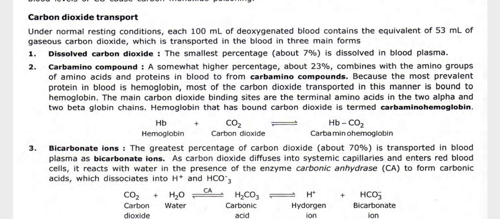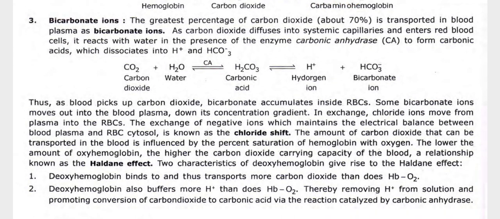Hb plus CO2, carbon dioxide, gives HbCO2, carbaminohemoglobin. Then bicarbonate ions: the greatest percentage of carbon dioxide, about 70%, is transported in blood plasma as bicarbonate ions. As carbon dioxide diffuses into systemic capillaries and enters red blood cells, it reacts with water in the presence of the enzyme carbonic anhydrase, or CA, to form carbonic acid. It dissociates into H+ and HCO3-. So CO2, carbon dioxide, plus H2O, water, creates carbonic acid H2CO3, then H+, hydrogen ion, and HCO3-, bicarbonate ion.